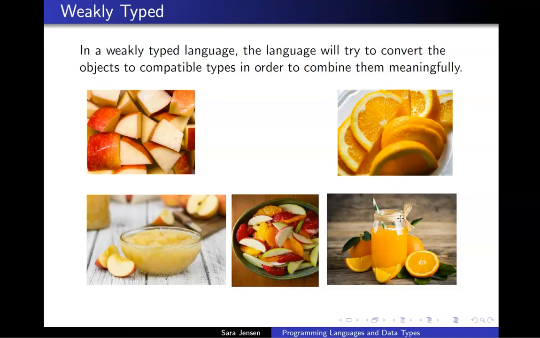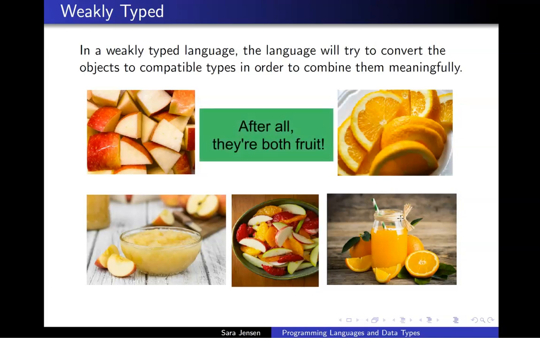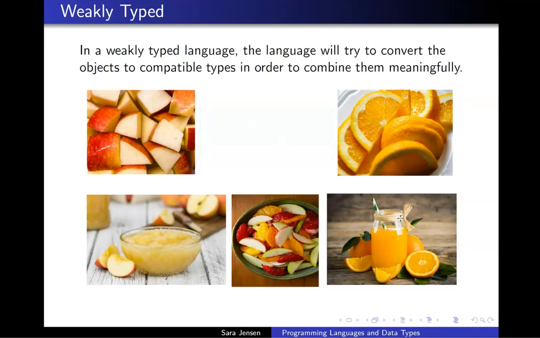In a weakly typed language, which remember, R is weakly typed, the language will attempt to take two different types of things and resolve their differences in order to combine them in a meaningful way. So in a weakly typed language, it is still perfectly acceptable to combine multiple apples into applesauce, multiple oranges into orange juice, but that language will work hard to figure out a way to take apples and oranges, to combine them, so that hopefully, at least theoretically, we can get fruit salad.